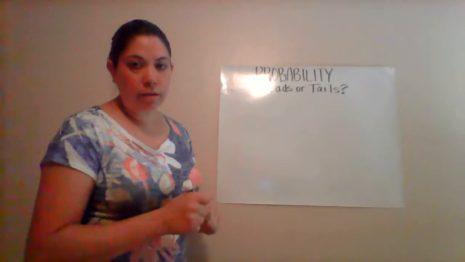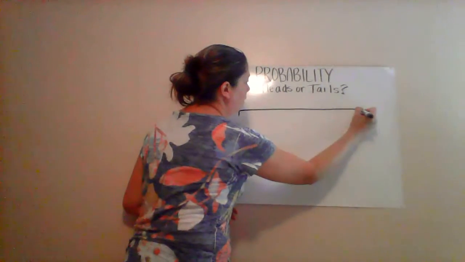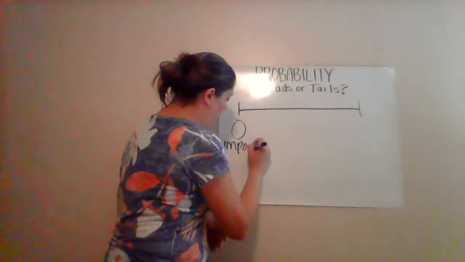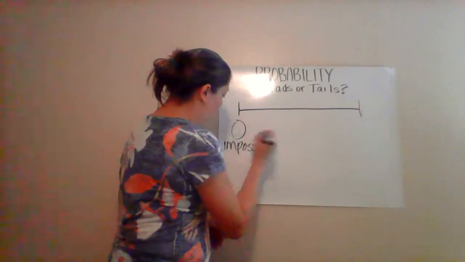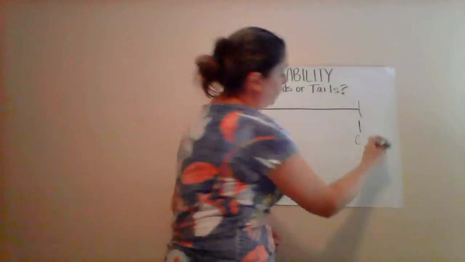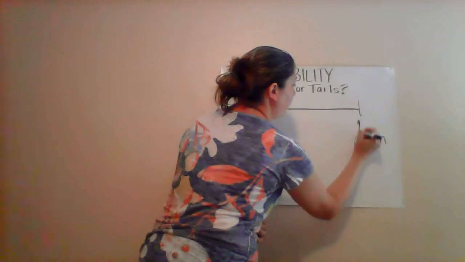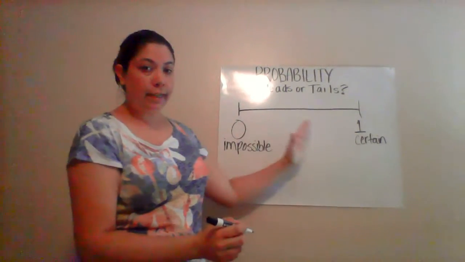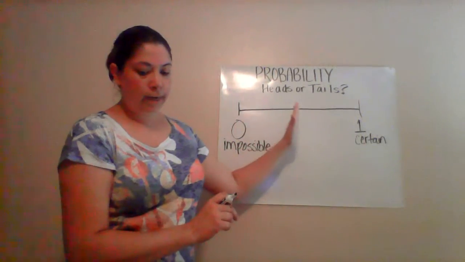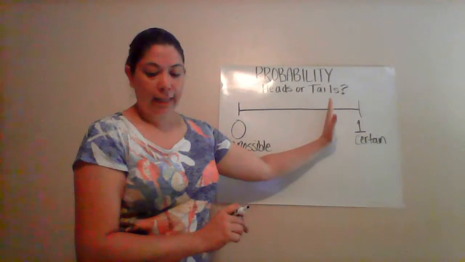Probability goes from 0 to 1. So if we make a chart, 0 is impossible, and 1 is very certain it will happen. Between 0 and 1, there's unlikely. Right here in the middle would be an even chance, half and half. And over here would be likely.